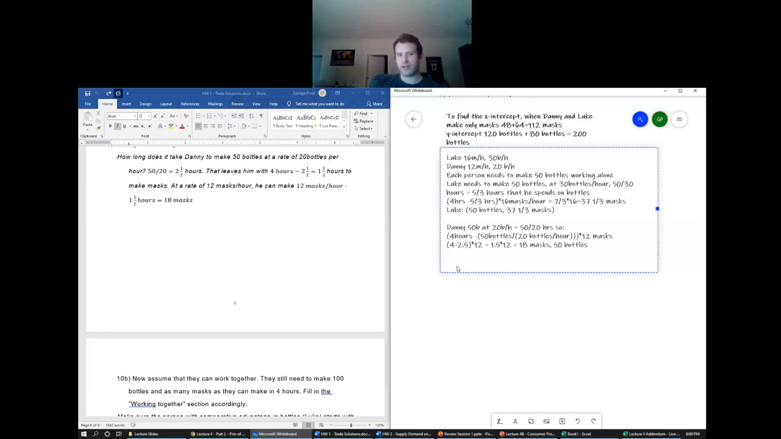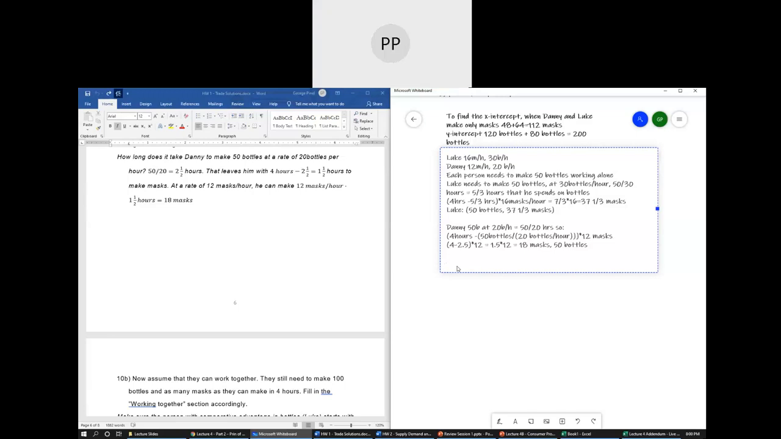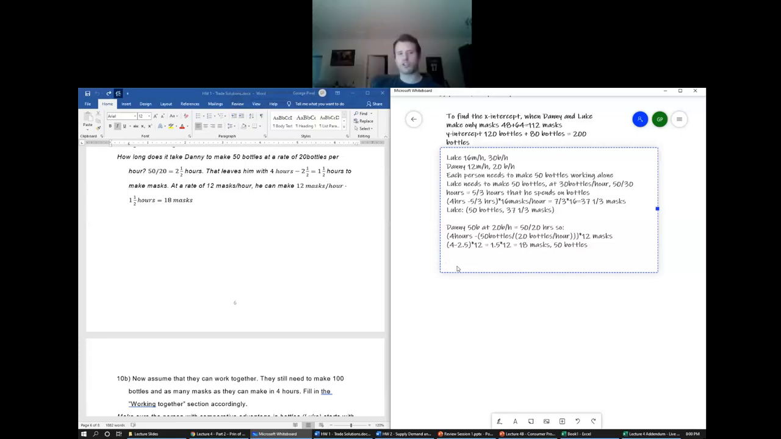Right. Agreed. So would you rather have him start on the thing he has a higher cost on or the lower cost? The lower cost. Right. So Danny should start with masks. Therefore, Luke should start with bottles. Does that make sense? Yeah.